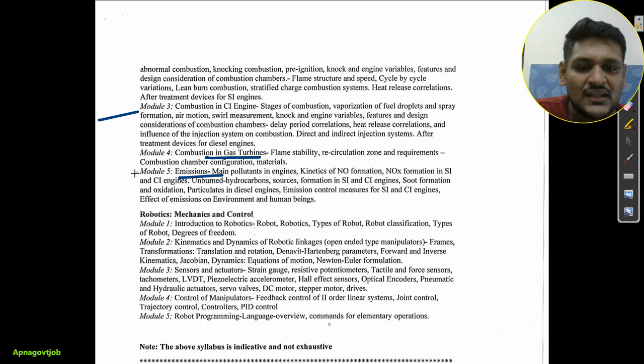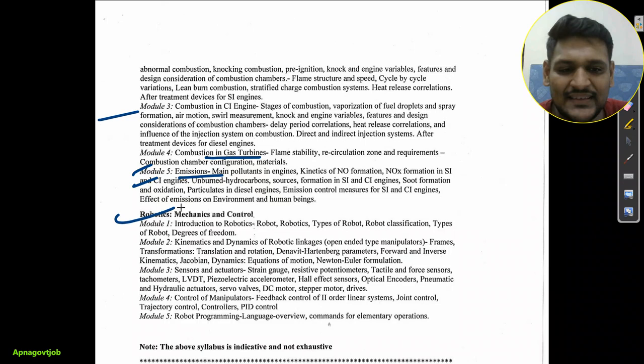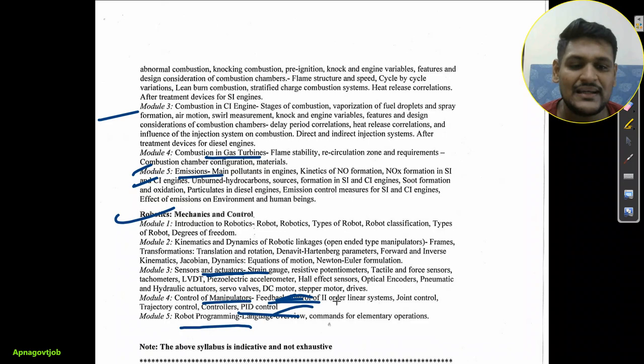Robotics questions you will get in your ESE last 10 year papers, you can practice for EDC or robotics. Okay, then sensor or actuator, strain gauge, you can do this. Controller of manipulators, robot programming, no need to study in this much detail. Have just a basic idea; whatever questions are there in your ESE 10 year papers, just practice them. Okay, so this is the whole syllabus of your mechanical engineering technical part.